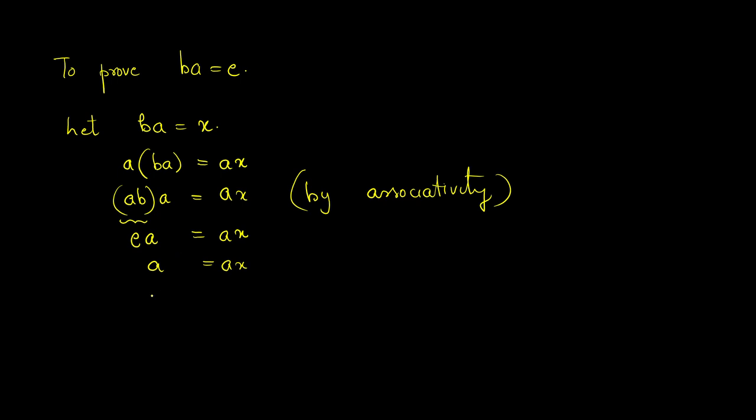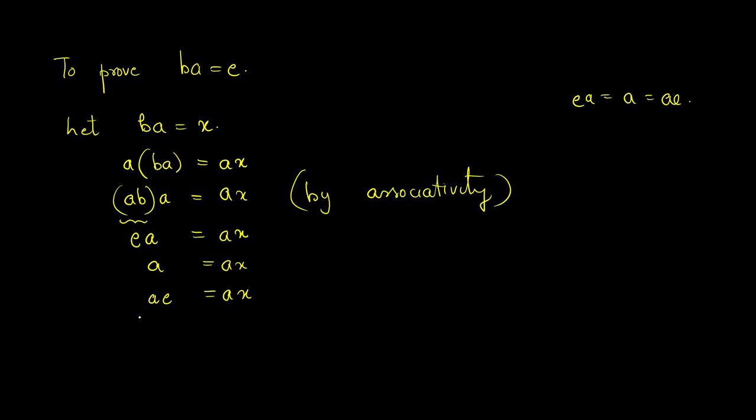Now this A, we can also write as A into E, because we know that E is an identity element. We'll have that EA is equal to A is equal to AE from the definition of the group.